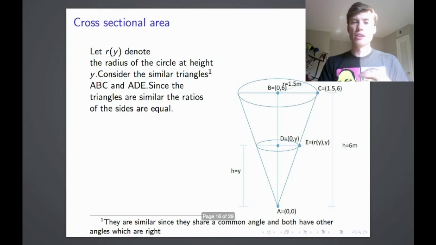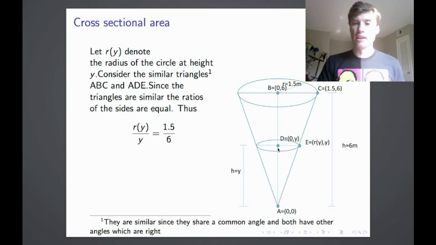Similar triangles have proportional edges. So in particular, we can relate r of y, which is the length of this edge, over y, which is the length of this edge, to the length of the edge from B to C, which is 1.5, to the length of the edge from B to A, which is 6. After simplifying this expression, we get that r of y is equal to y over 4.